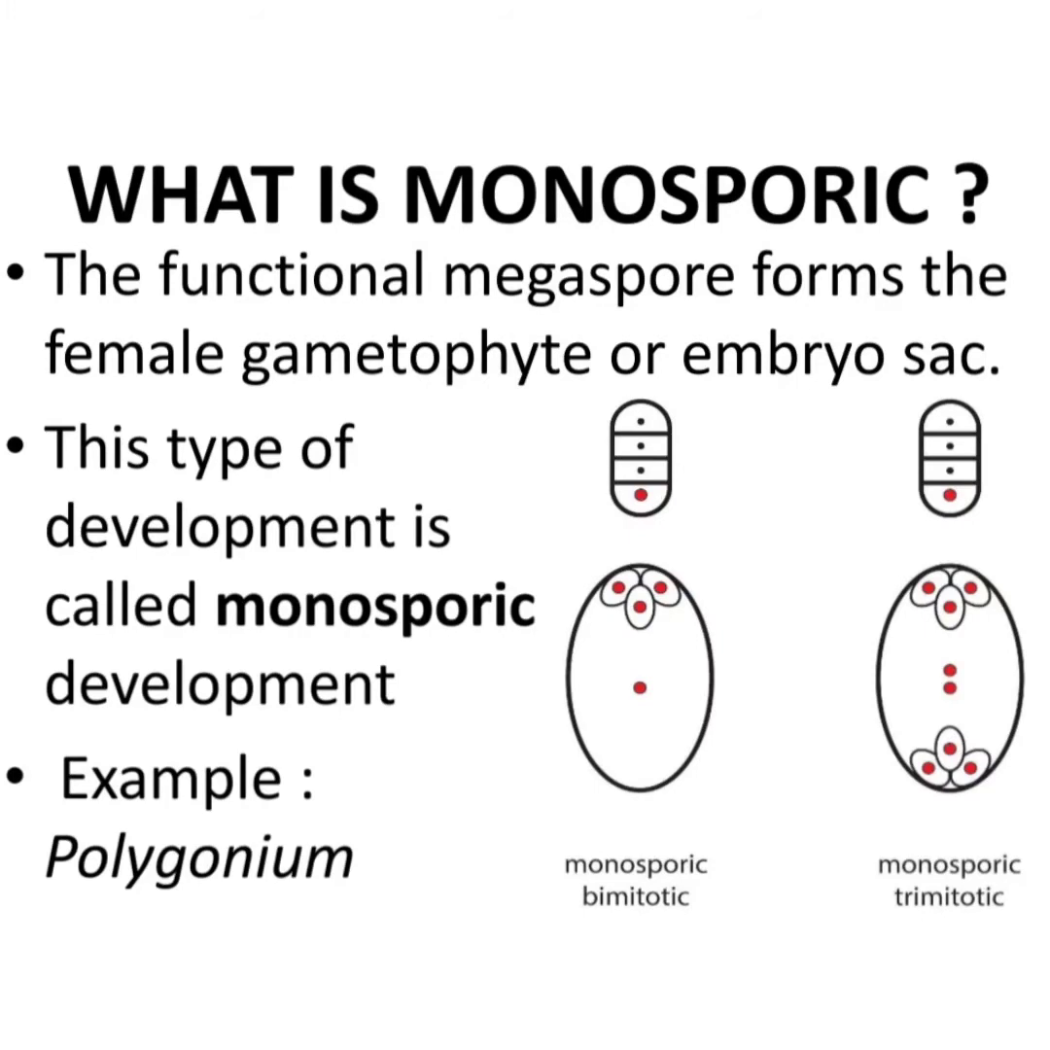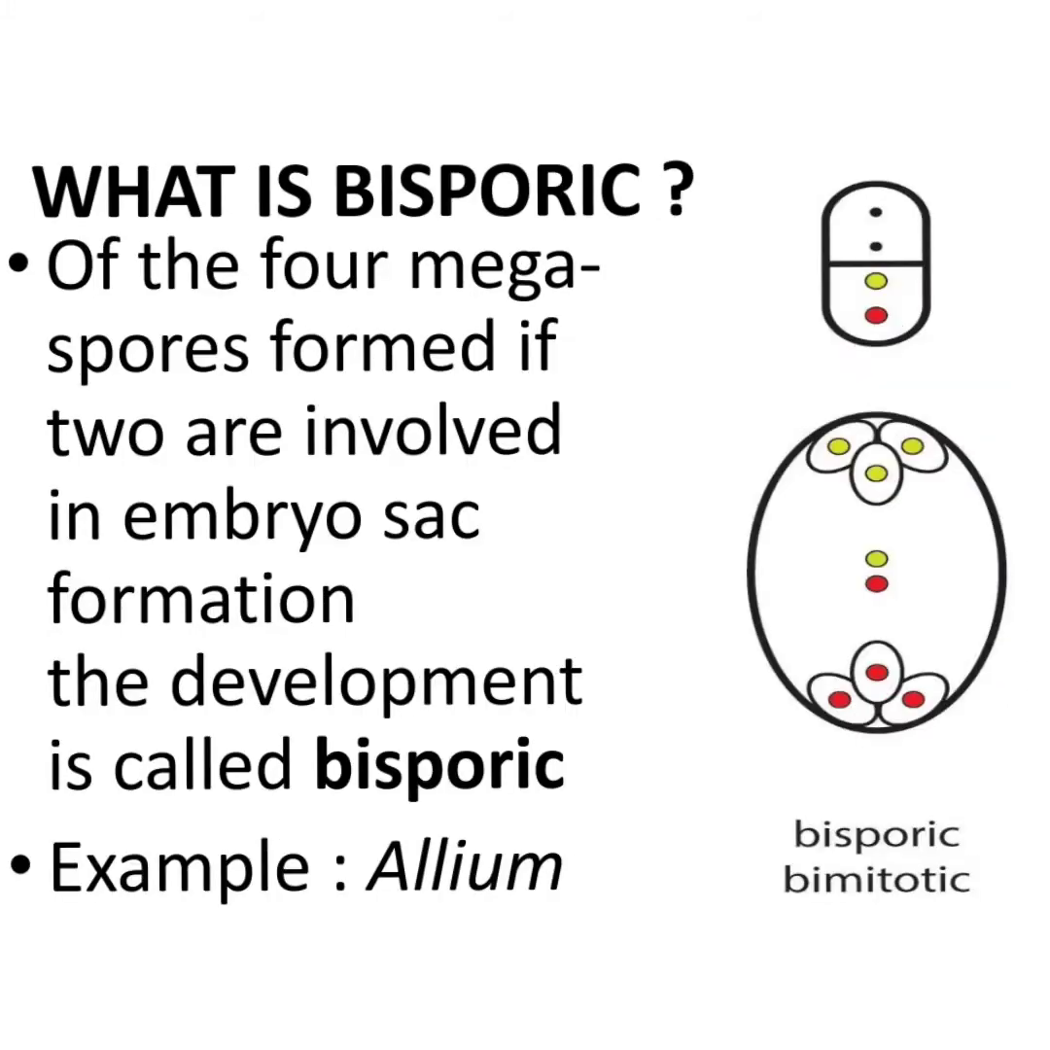Example, Polygonum. Here you can see in the image, the upper image shows that the 3 megaspores degenerate. Only the functional cell forms the embryo sac, and when it undergoes a mitotic division, it forms 2 cells, and when 2 mitotic divisions occur, it forms 4 cells. In the image on the right side, you can see that the monosporic cell undergoes three mitotic divisions, resulting in the formation of 8 cells.